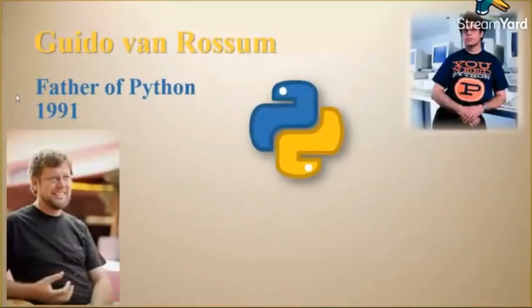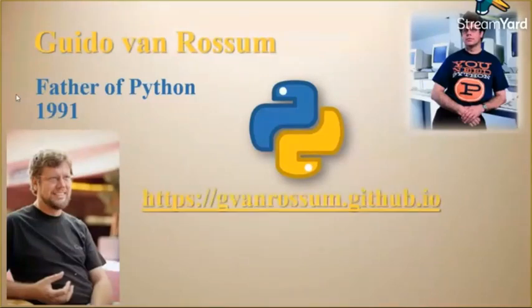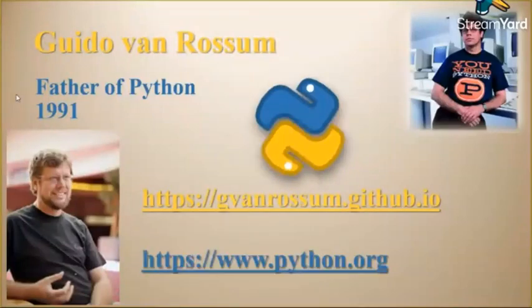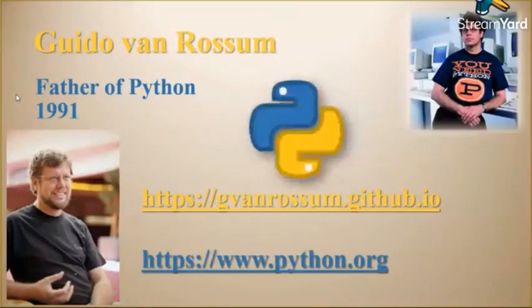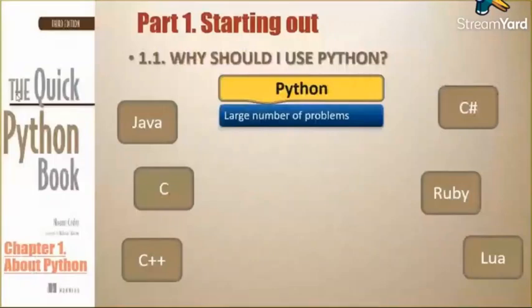As you know, the Python language was created by Guido van Rossum in 1991. There are many videos of him and about him available on the internet that you can watch. This here is his personal website, and this is the Python organization website where you can find downloading packages and stuff. So why should we learn Python?